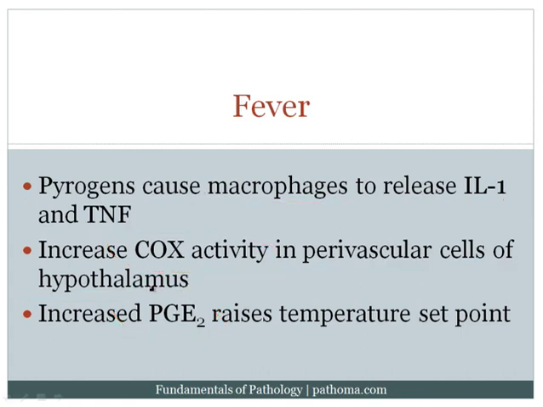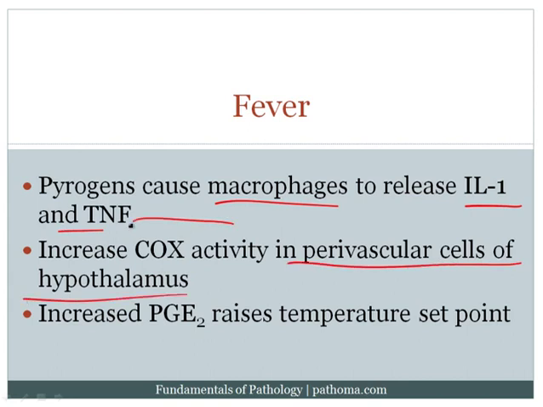So let's review that one more time because it's super high yield. Macrophages produce IL-1 and TNF. The IL-1 and TNF gets into the perivascular cells of the hypothalamus. It increases COX activity, and the increased COX activity is going to result in the production of prostaglandin E2. Prostaglandin E2 will then raise the temperature set point, creating fever.